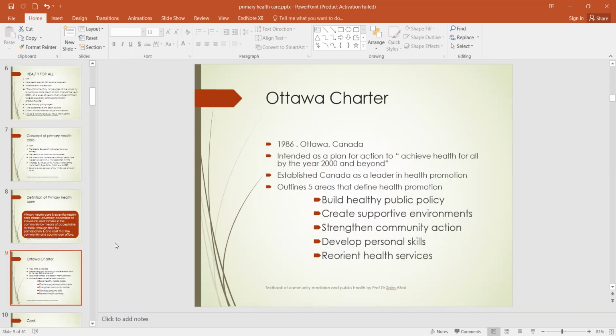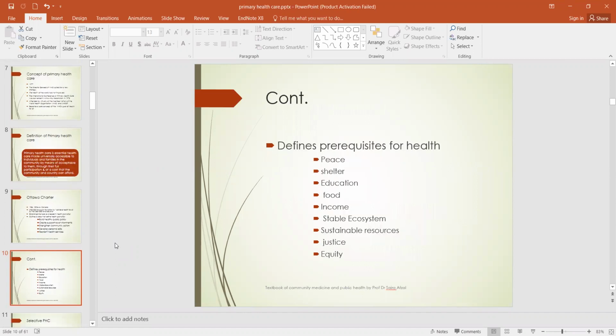Ottawa Charter. In 1986, Ottawa, Canada, intended as a plan for action to achieve health for all by the year 2000 and beyond. It established Canada as a leader in health promotion, and they outlined 5 areas that define health promotion: build healthy public policy, create supportive environments, strengthen community action, develop personal skills, and reorient health services. In the Ottawa Charter, they define prerequisites for health, and those are peace, shelter, education, food, income, stable ecosystem, sustainable resources, justice, and equity.